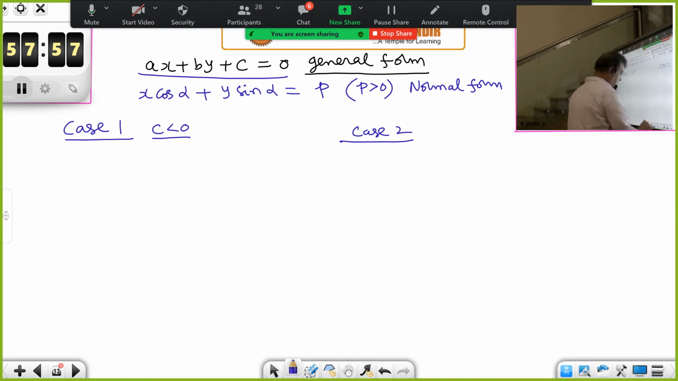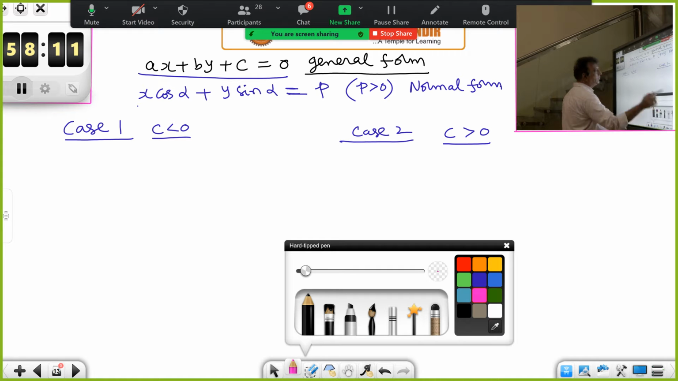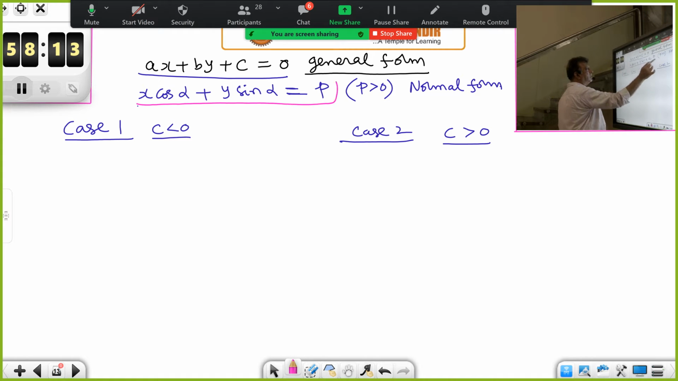Case 2, c is positive. Okay. So what we should do is, say in the normal form, x cos alpha plus y sin alpha is equal to p is called the normal form. You can see that the constant is on the right side. So here also we have to take the constant to the right side.